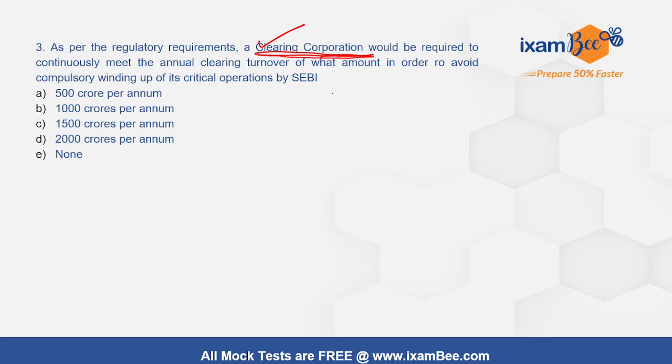They are definitely responsible for clearing and settlement of trades. They are responsible towards intermediaries like stock exchanges, depositories, and other clearing corporations, and they also deal in risk management and collateral management. All these kinds of critical services are performed by them.